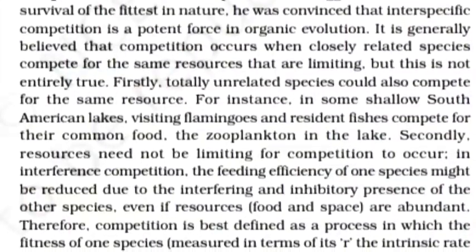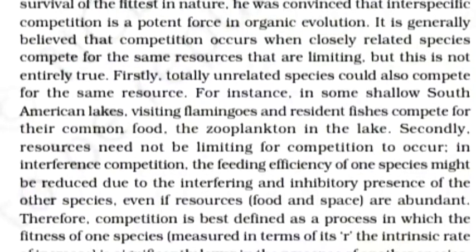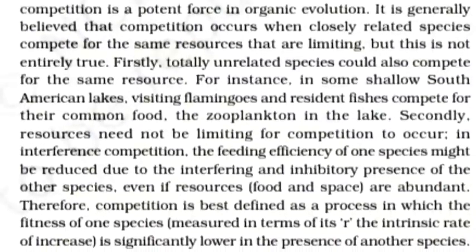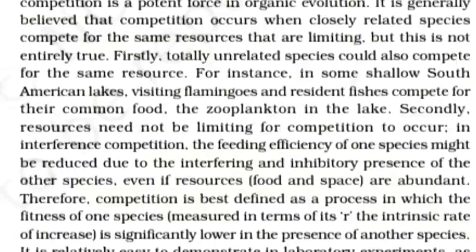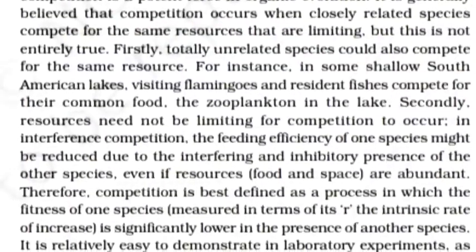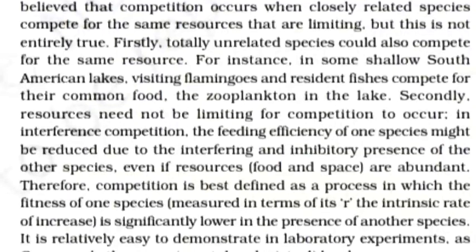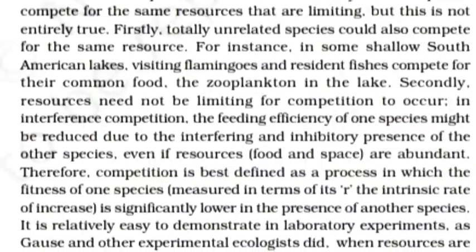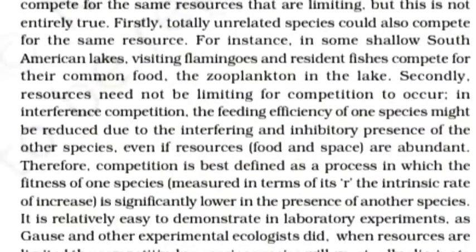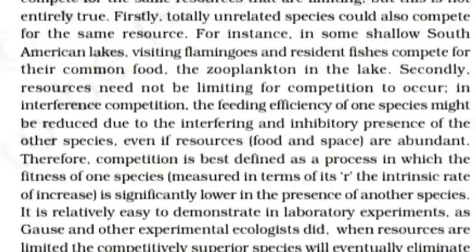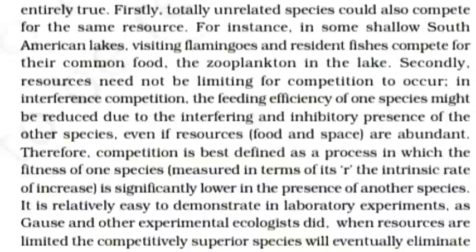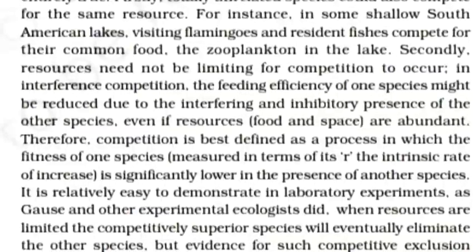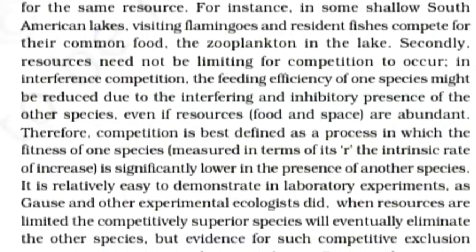In interference competition, the feeding efficiency of one species might be reduced due to the interfering and inevitable presence of the other species, even if resources, food and space are abundant. Therefore, competition is best defined as a process in which the fitness of one species, measured in terms of its r, the intrinsic rate of increase, is significantly lower in the presence of another species. It is relatively easy to demonstrate in laboratory experiments, as Gause and other experimental ecologists did.